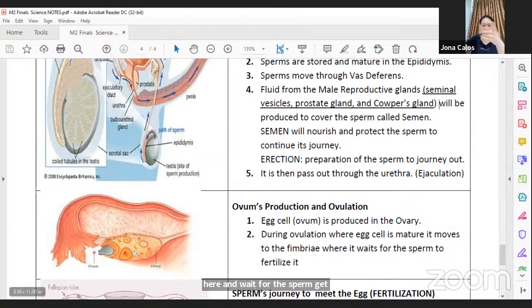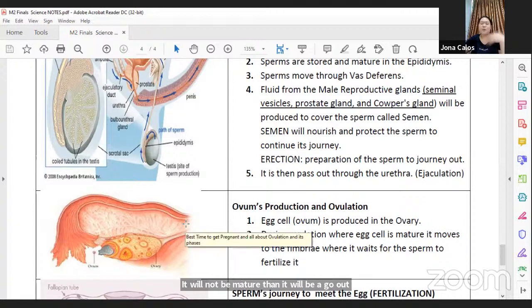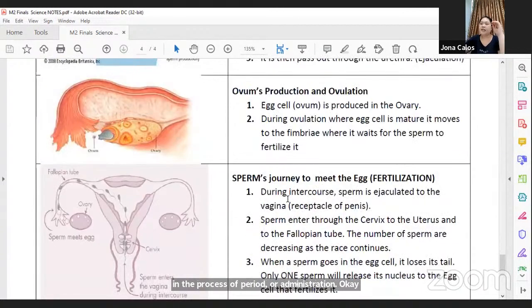Okay, they are mostly the same, but unlike for the males, where the sperm will be ejaculated out, for females, the egg will only stay here until it is matured. If it will not be matured, then it will go out in the process of period or menstruation. Okay. Now, if fertilization will occur, here's the process.